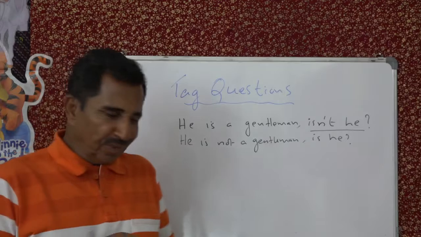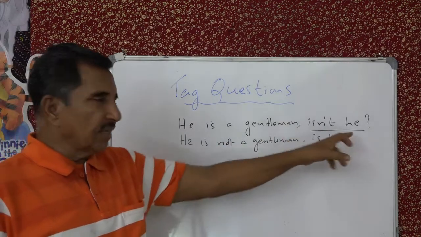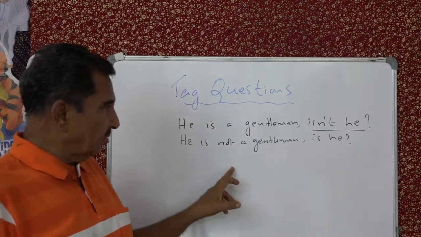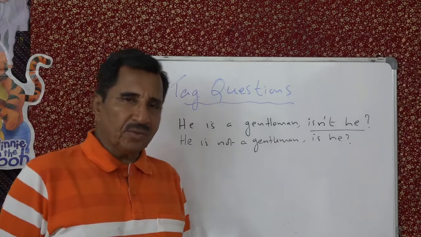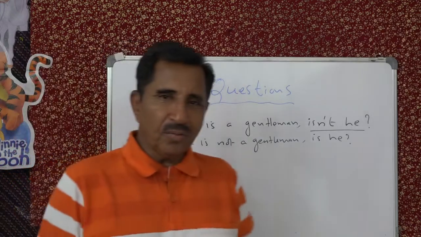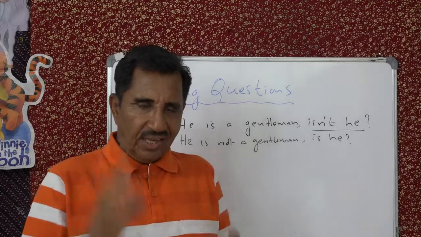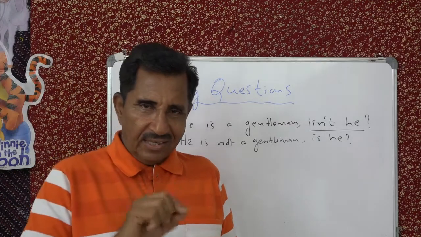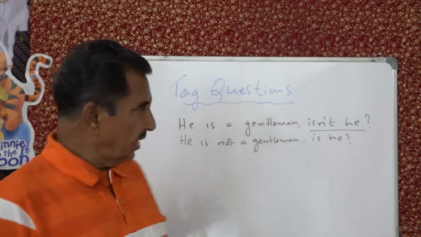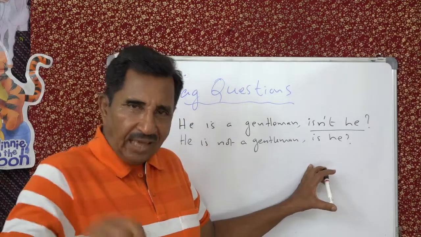So here you are. It's the most important point. Remember, if the sentence is positive, the tag should be negative. If the sentence is negative, the tag should be positive. Understand? Then one or two points more to remember. If a question is asked in the exam for a tag question, a sentence is given to you, then you write a tag to that.